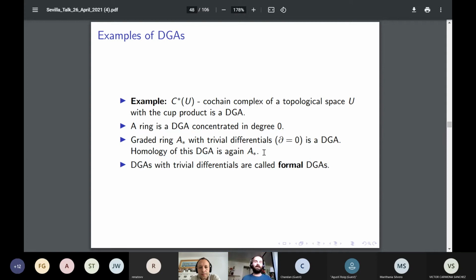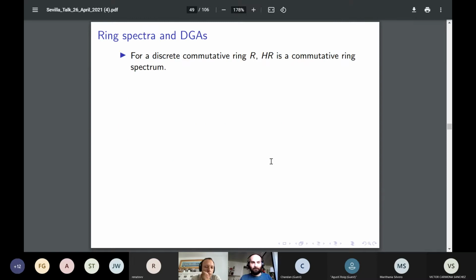Okay, so I would say the formal DGA corresponding to this graded ring is just: impose trivial differentials. That's what it is. Okay, so I was talking about how ring spectra generalize many things from homological algebra. One thing is that ring spectra generalize differential graded algebras.